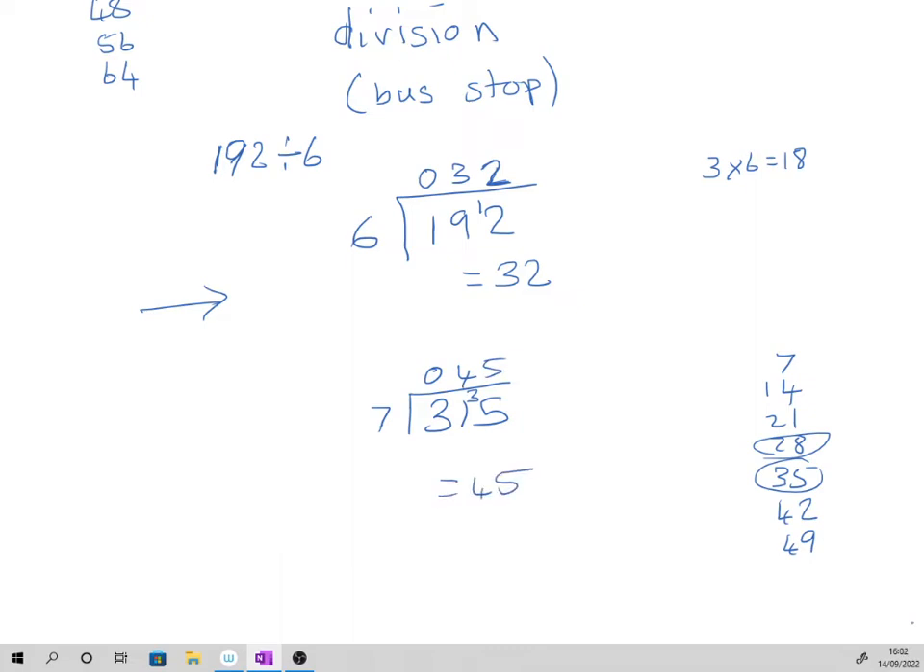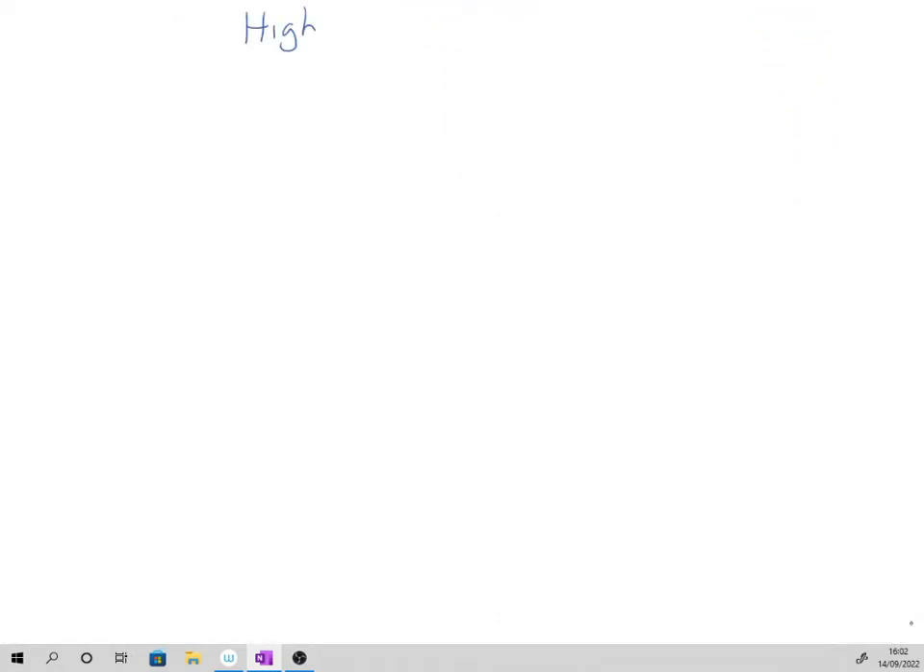So that's just a little bit of multiplication, division, and stuff like that. Now, next we went on to highest common factor. First of all, we're going to explain what a factor is. A factor is just a number that divides.